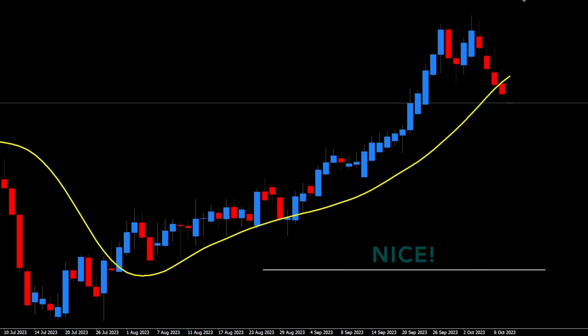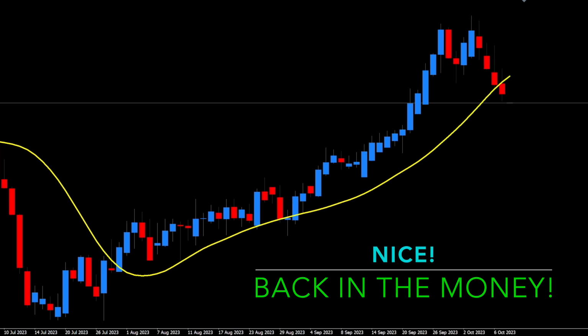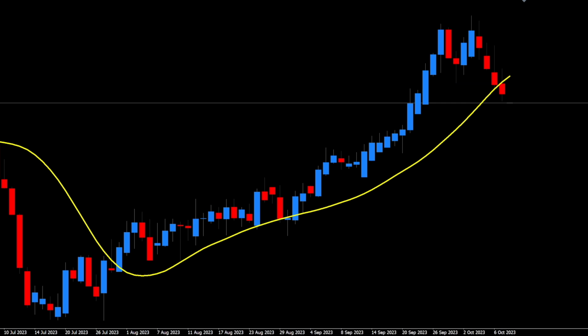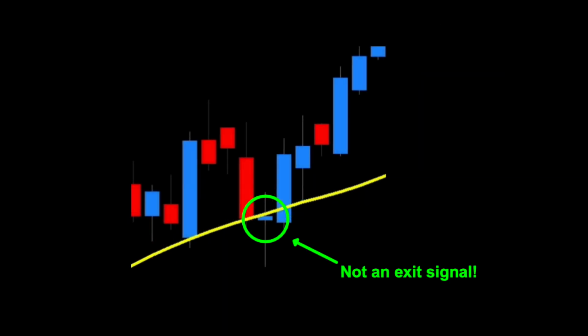That was a wonderful ride up the ski lift. You'll notice right in the middle of that run, there was a slight dip below the signal line. That is not an exit signal. Remember, we don't use baselines to exit. Your other indicators would have kept you in the trade.